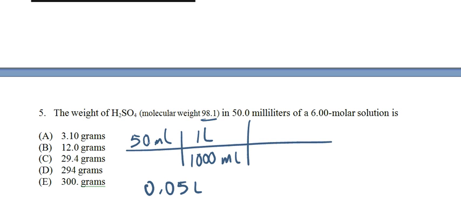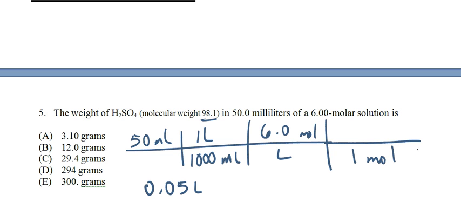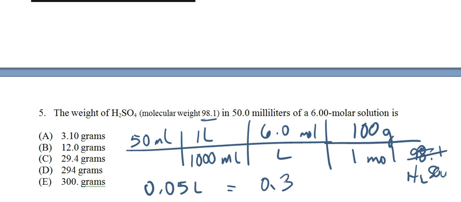If we know our volume and molarity, always start with your volume, and then we have our 6 molar, which is moles per liter. And then it wants to know the weight. Well, in 1 mole, we have 98 grams, essentially 100. So be smart about it. 100 grams, so 1 mole of H2SO4. So we have 0.5 times 6, which is equivalent to about 3, and then times 100. So hopefully C, just by guesstimating there.